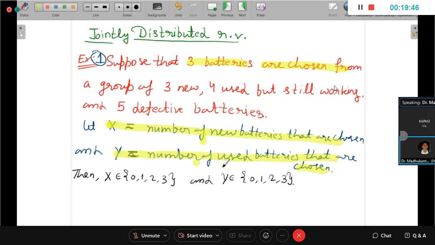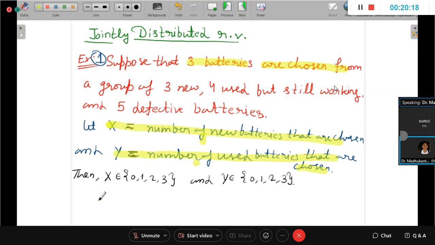First of all, you need to know what values X and Y can take. If you focus on X, the number of new batteries that are chosen, you have chosen three batteries, so that is known. There are a maximum of three new batteries, a maximum of four used batteries, and a maximum of five defective batteries. You can also identify Z as the number of defective batteries that are chosen, but I am restricted only to these two.